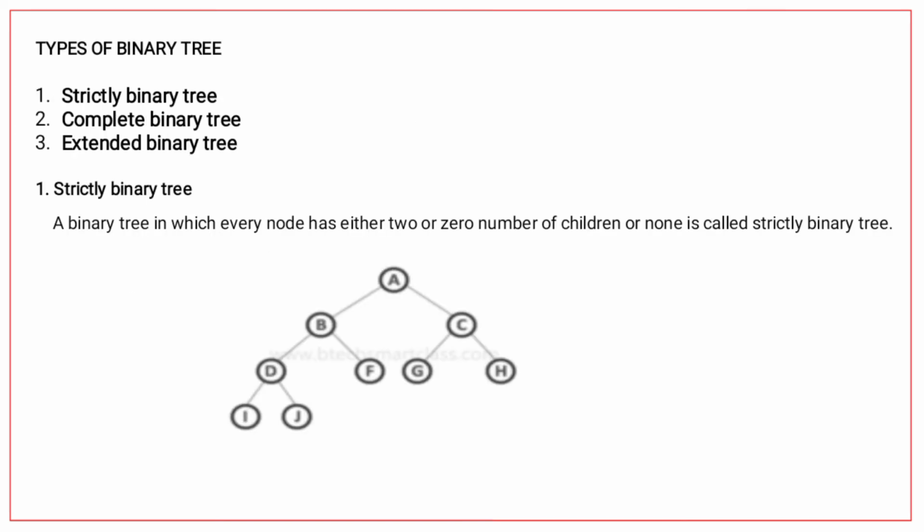Next, types of binary tree. There are three types of binary tree: strictly binary tree, complete binary tree, and extended binary tree. The first type is strictly binary tree. A binary tree in which every node has either 2 or 0 children is called a strictly binary tree. A strictly binary tree is also called a full binary tree, proper binary tree, or two-tree. Now see the figure.